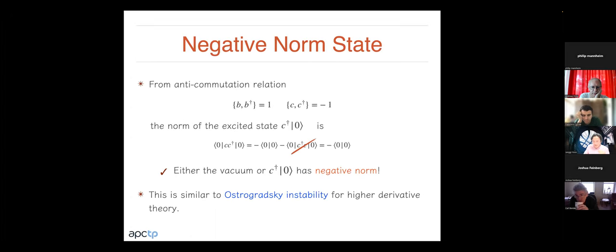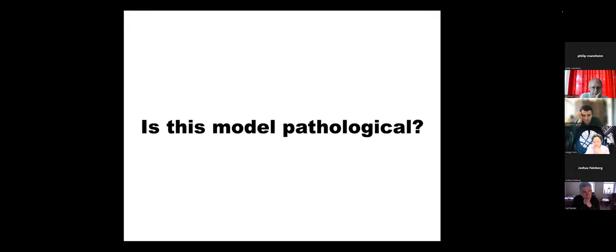However, there is some problem with this model. We have this kind of oscillator with the anti-commutation relation. If you calculate the norm of the first excited state, using this anti-commutation relation you will have a negative norm. So this has a negative norm state. This is very similar to the Ostrogradsky instability of the bosonic case, so that if you try to change something, you end up with a negative norm state.